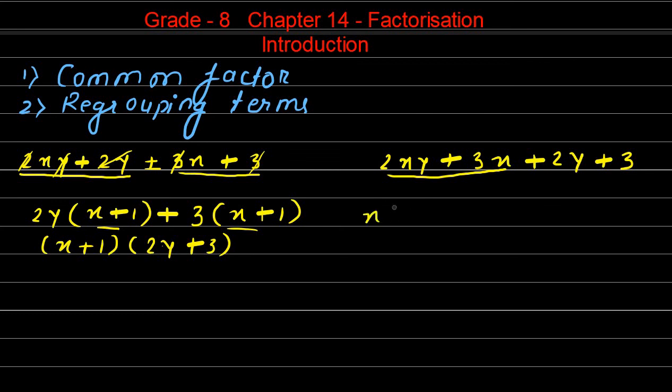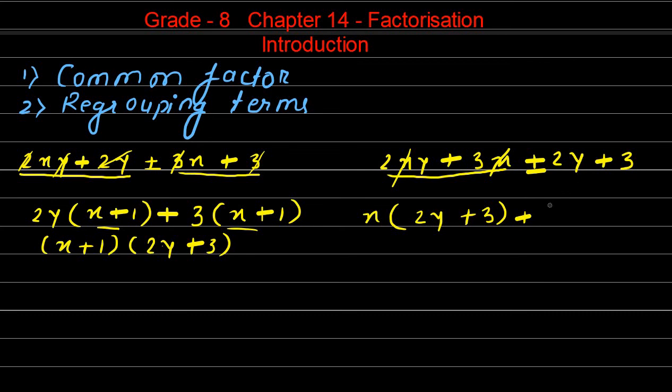So we have x common, then what is remaining? x is gone from this side, x is gone from this side. So what is remaining? It's 2y plus 3, right? Plus sign as it is. Now what is common in 2y plus 3? There is actually nothing common.